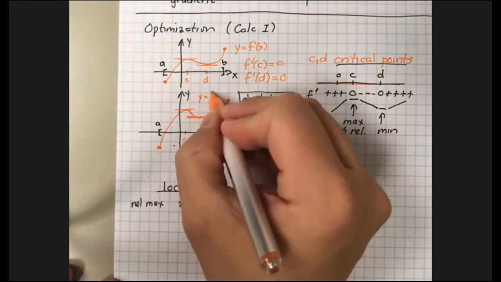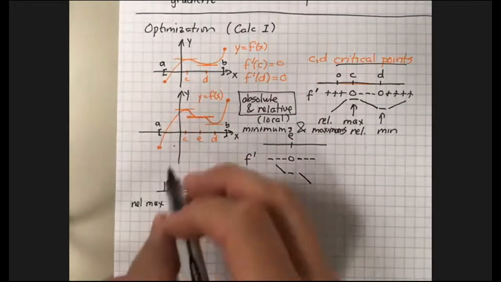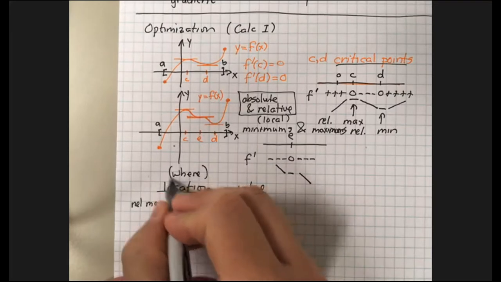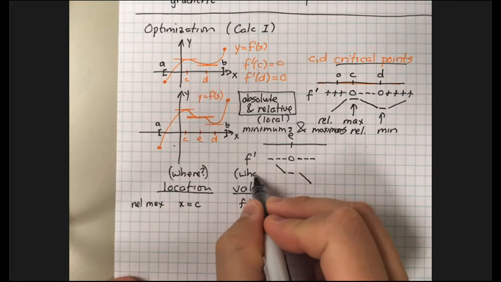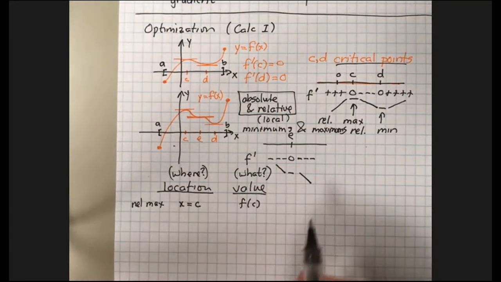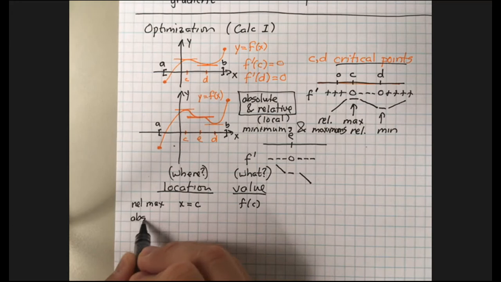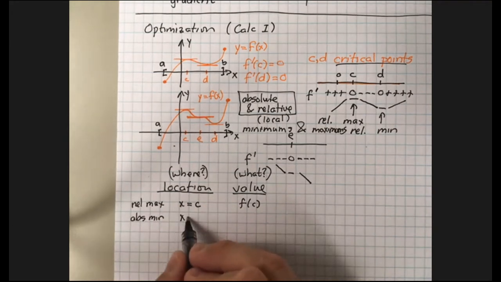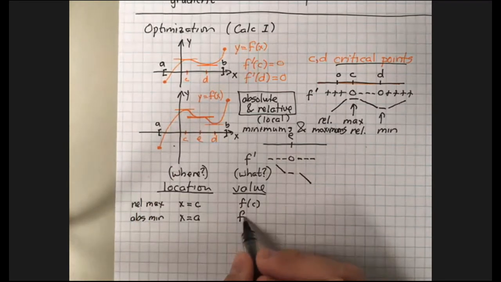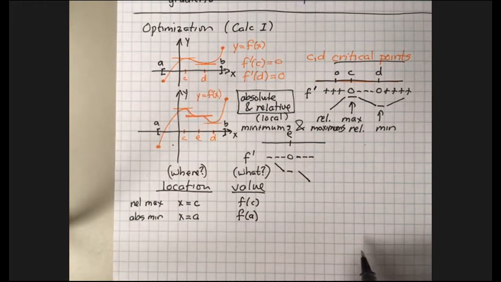So make sure when you're doing a problem, when they say, where do the relative min and max occur? Where do the extrema occur? Or what are the extremas? So location is the where, and the actual value is the what. Make sure you're sensitive and you answer the question they ask, or maybe you just answer both, but make sure at least you answer the question that they ask. So you got an absolute minimum at x equals a in both pictures, and the value of that absolute minimum is f of a. Okay, so these are the things that we're going to be sensitive to.